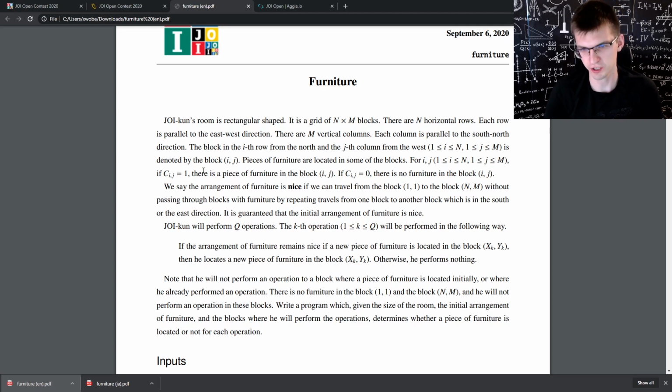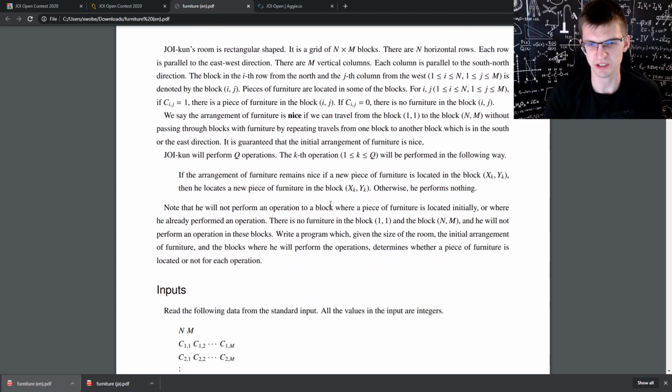Okay, I took some time to read this, and it means we are given a grid. We start from one corner, and in the other we can move bottom and right. And can we get there? Some cells are forbidden.